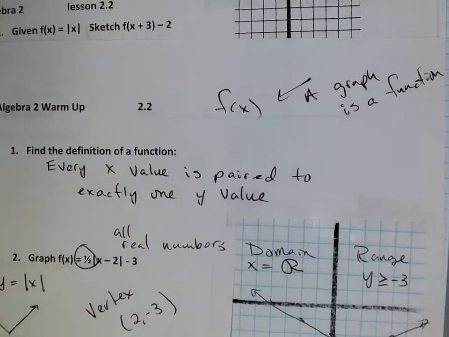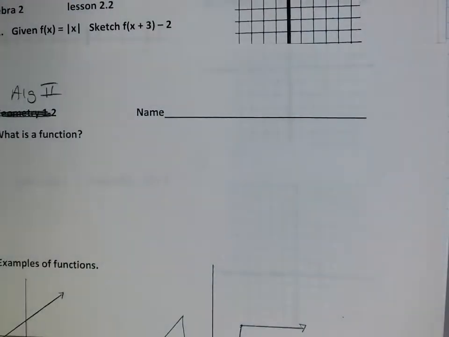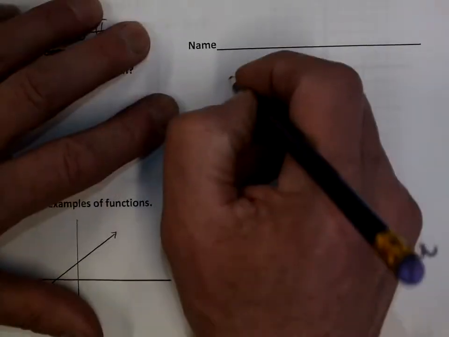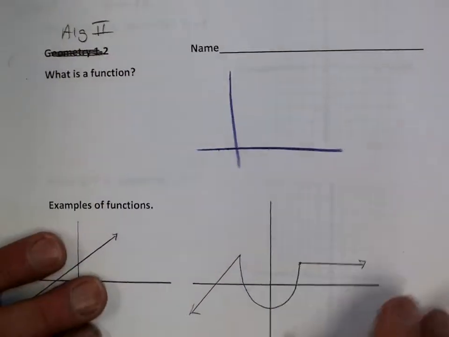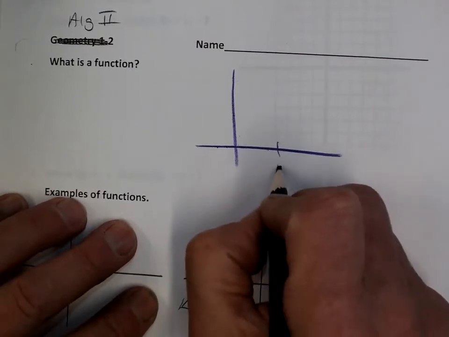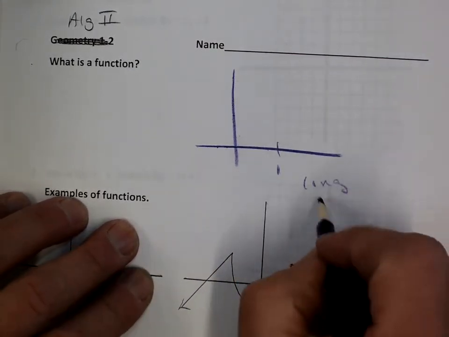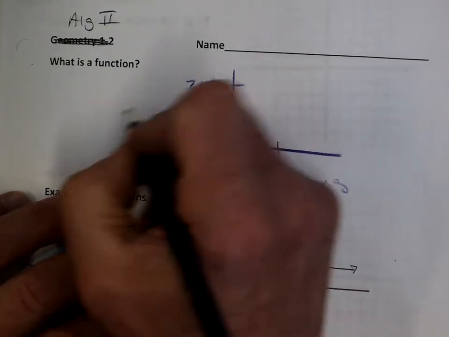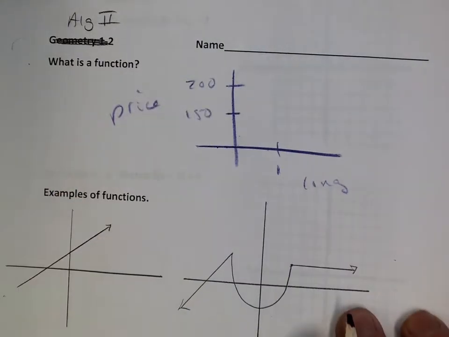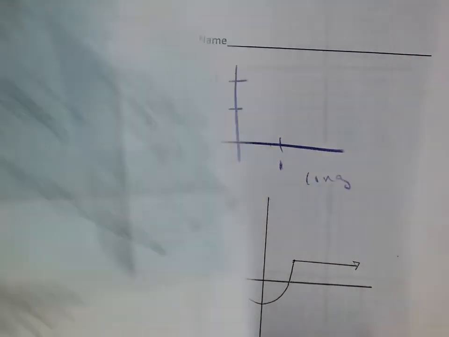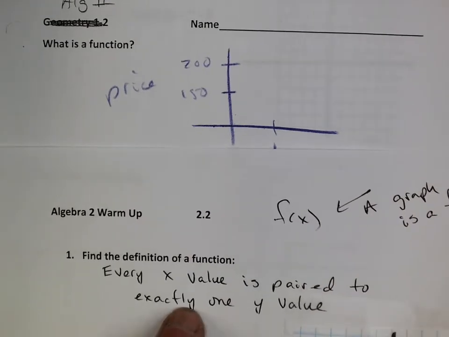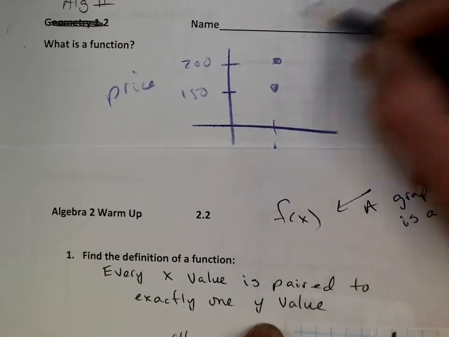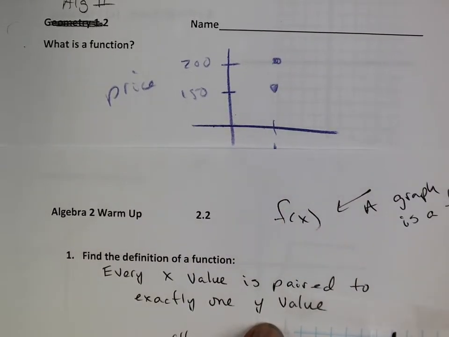And then we looked at some examples of what constitutes a function. And then I said, well, what if you, real quickly, wanted to buy a longboard, and you saw two prices on it. You saw a price for 150 and a price for 200. It wouldn't make any sense. So the definition of a function says every x value is paired to only one y value. So if this longboard had two prices, it wouldn't be a function. It doesn't make any sense.